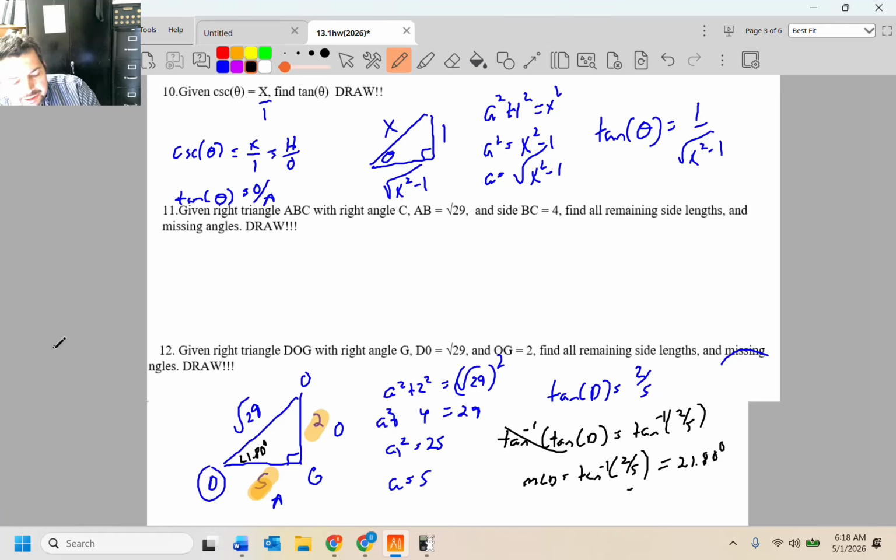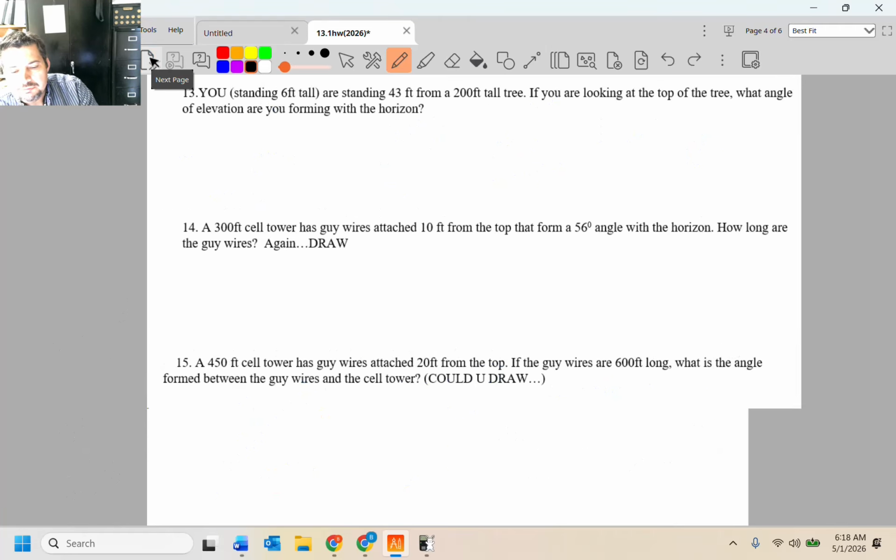Now, I know that a triangle, at least a Euclidean triangle, has 180 degrees inside of it. So I'm going to do 180 minus 90. That's going to give me 90. And I'm going to take away 21.80. And what is that going to give me? That's going to give me 68.2. And there's my other angle: 68.20 degrees. Easy peasy lemon squeezy.